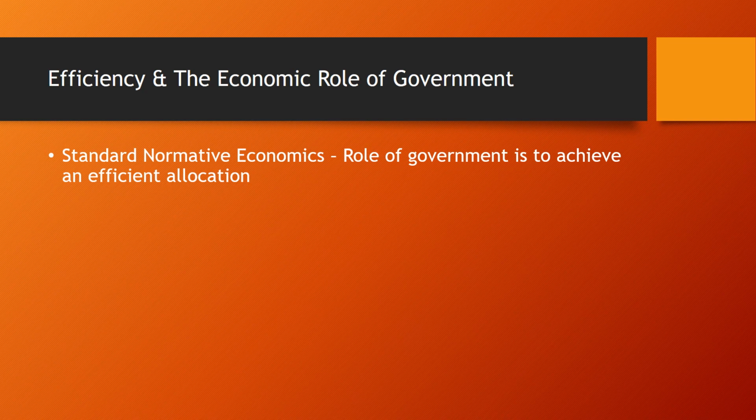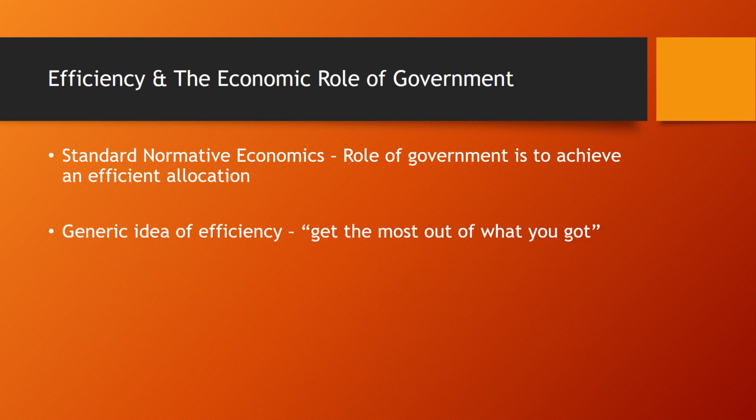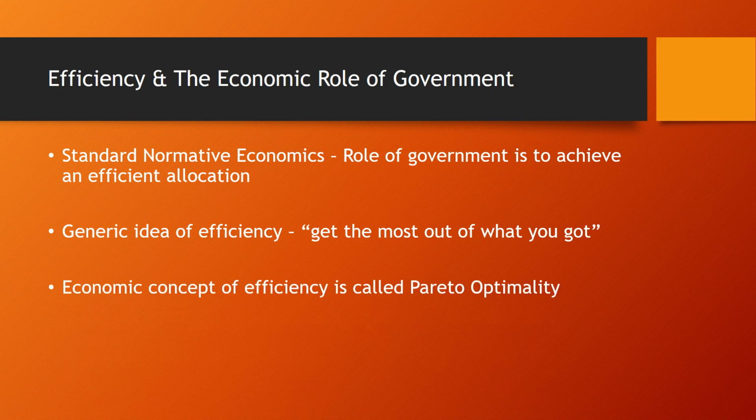The standard normative economics approach to government is to say that the role of government is to achieve an efficient allocation of resources. The generic idea of efficiency is getting the most out of what you've got, and the idea of efficiency in economics will fit with this. But it also turns out that the economic concept of efficiency is a very specific concept. It's called Pareto optimality.